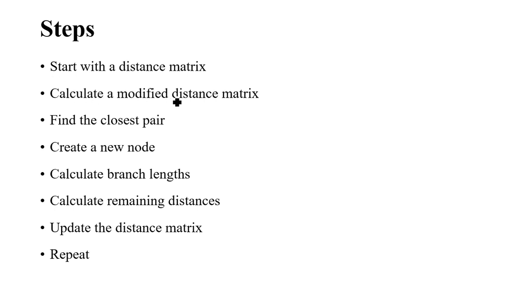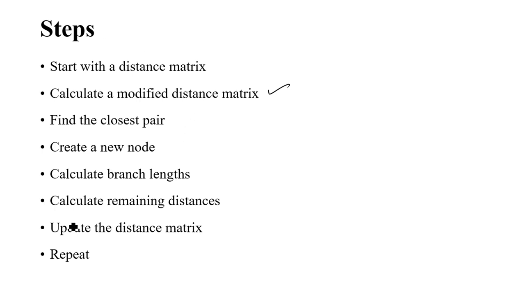Then you need to calculate the modified distance matrix. From that step you have to identify the closest pair, meaning these steps we were not doing in the previous methods. So in neighbor joining we will do this step also, meaning we will calculate the modified distance matrix. Then we will create a new node, calculate the branch length, calculate the remaining distances and update the distance matrix, and you will repeat this process multiple times.